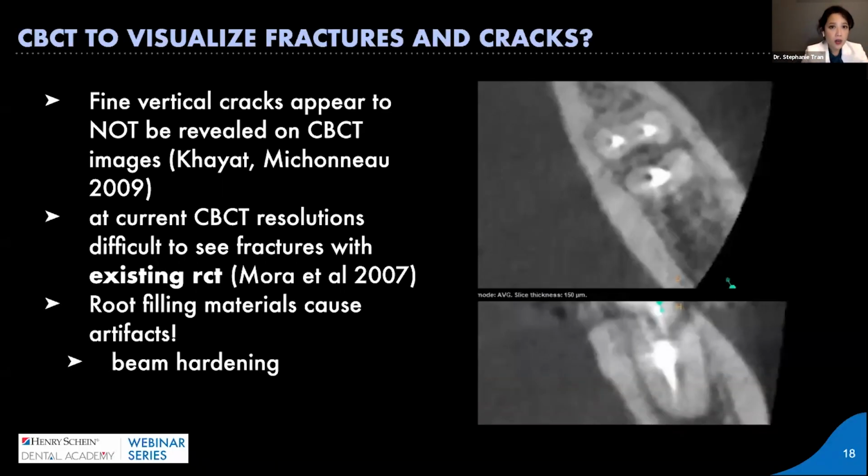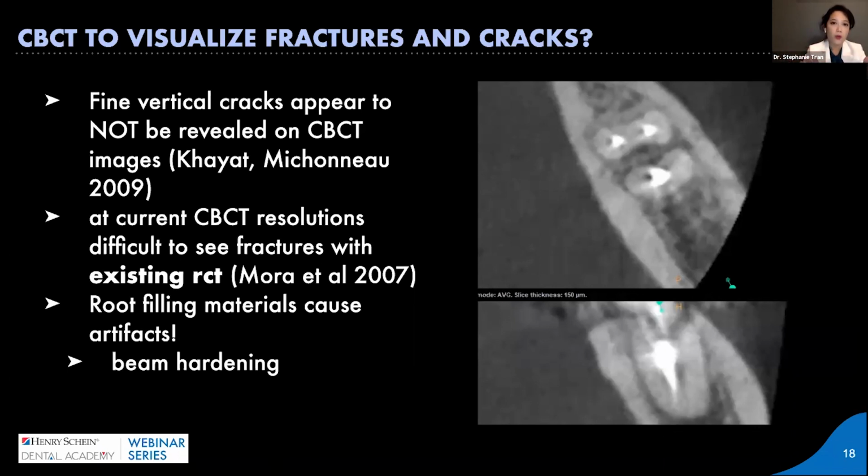So a question I often get asked is, even at the highest resolution CBCT, and it's a beautiful limited field of view, can I see a fracture every single time? No. A fracture is very difficult to visualize, even on the highest resolution CBCTs. The reason is that a fracture has to be a certain width, it has to be open to a certain amount to even be visualized.